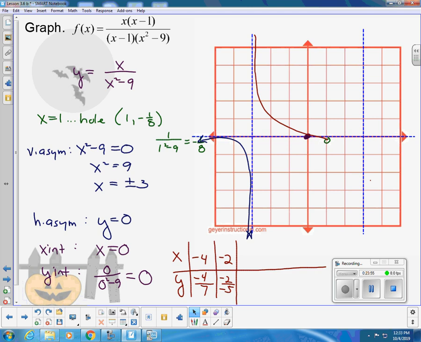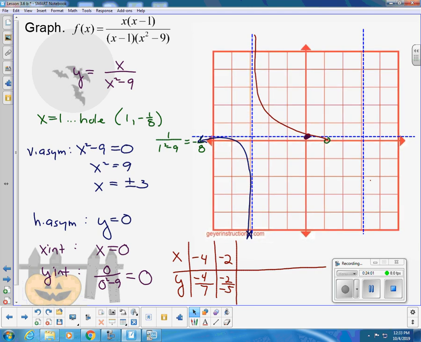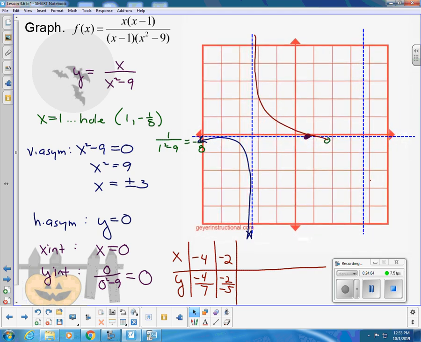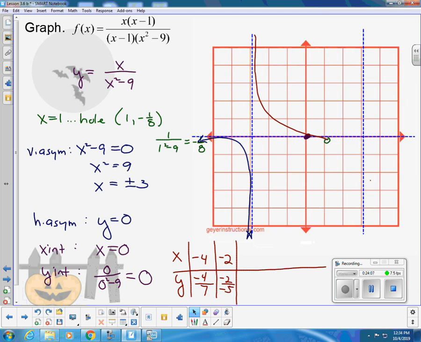What can I plug in to find if it goes up or is it going to go back down? 2. Put 2 in there. I get 2 over -5, right? So that is negative. That means I'm going to continue and go down that asymptote.